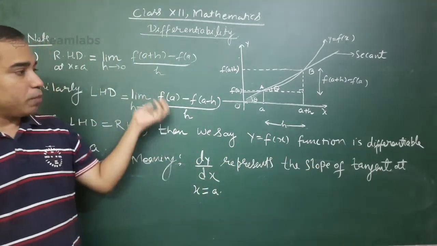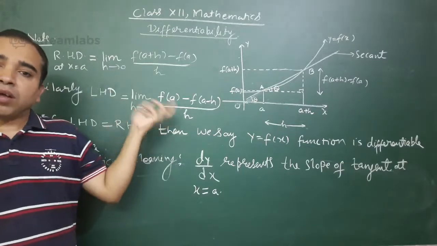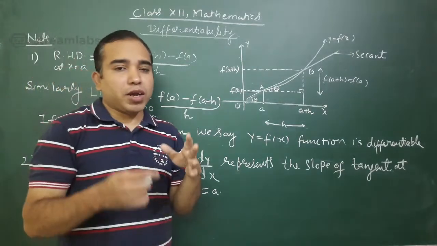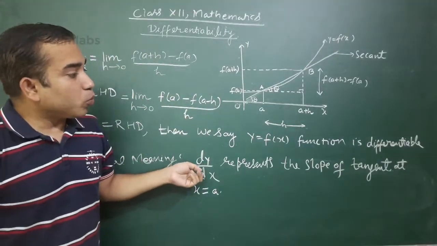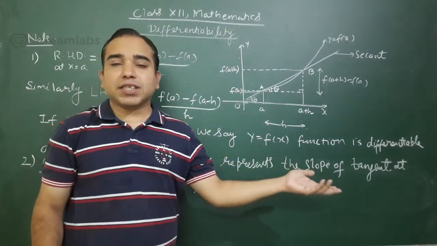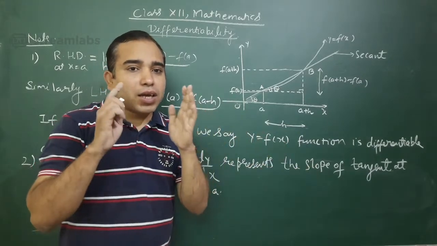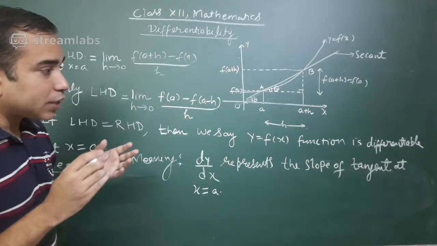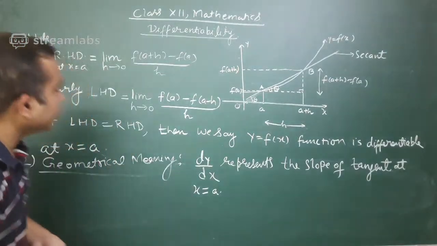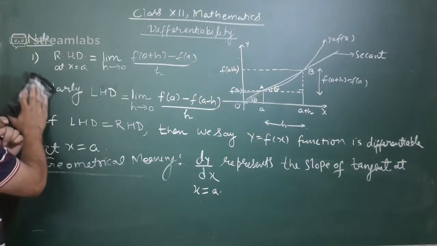बजाय ये चेक करने के, वो तो हम कर ही सकते हैं LHD इक्वल टू RHD चेक कर लो इक्वल है कि नहीं, तो हम बोलेंगे कि फंक्शन जो है वो डिफरेंशिएबल है. एक और तरीका है, वो तरीका ये कि तुम ये चेक कर लो कि स्लोप ऑफ टेंजेंट एग्जिस्ट करता है कि नहीं करता है. कि अगर स्लोप ऑफ टेंजेंट तब एग्जिस्ट करेगा जब टेंजेंट एग्जिस्ट करेगी.